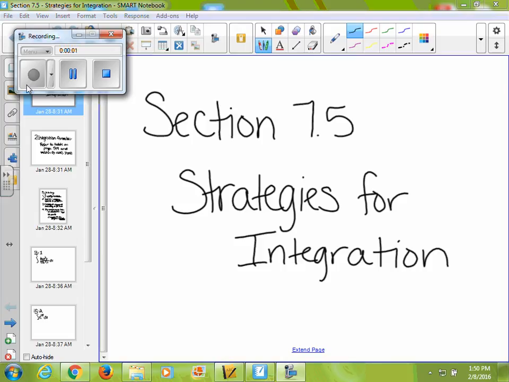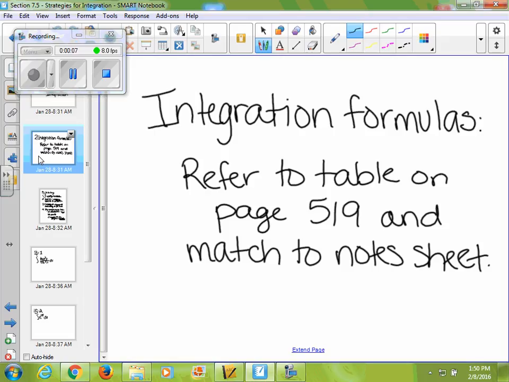So today we're going to look at section 7.5, strategies for integrating. And so the first thing you're going to need is your integration formulas. You're going to want to look at page 519 and make sure that all of the formulas that you have written down on your integrations page are the same ones that are in the book. There are a couple from your sheet that are missing unless you wrote them down in previous sections. So go through 1 through 20 on page 519 and make sure each of those is on your note sheet.